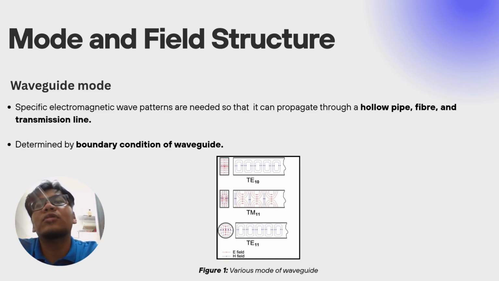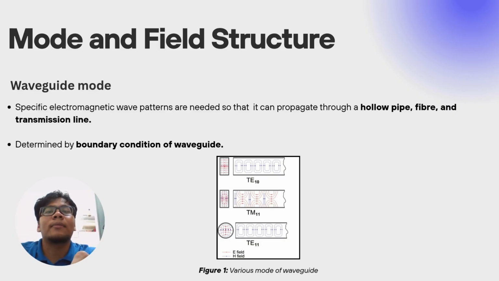Waveguide modes are the specific electromagnetic wave patterns needed for propagation through hollow pipes, fibers, or transmission lines. These modes are determined by the boundary conditions of the waveguide. Different modes have different field structures, and only certain patterns can actually travel through the guide.